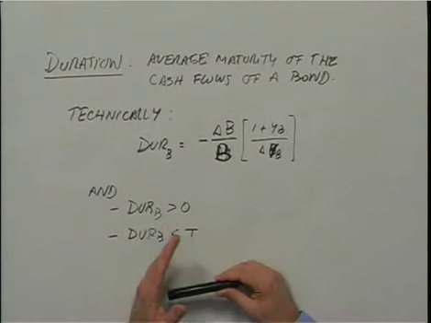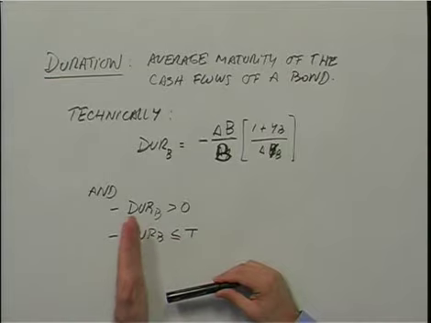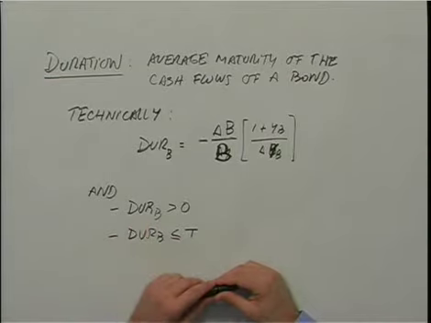And if you average the times weighted by the cash flows of this bond, then you'll find that the duration, which is the average maturity of the cash flows of a bond, will be slightly less than 1 year, because there's a cash flow that happens before the end of the year. One cash flow happens in 6 months.